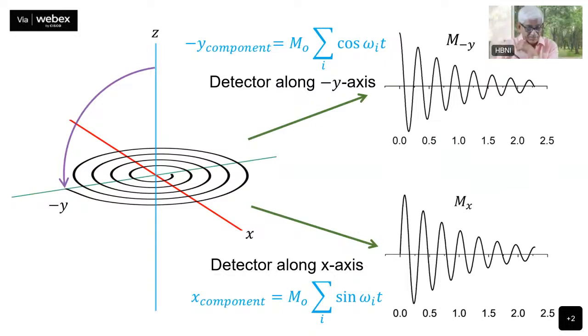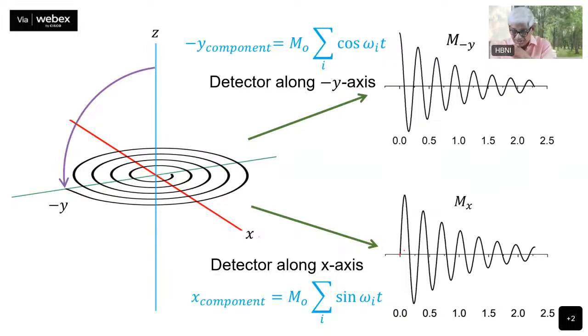If you are collecting after the magnetization is rotated onto the minus Y axis, and you detect the Y component of this, with the detector placed on the Y axis, then you get a signal which is going like this, which is M minus Y. And if you put the detector along the X axis, then you start from 0 because the magnetization is here and your detector is here. Initial intensity is 0, it goes as a sine wave, but then it decays. In both cases, the signal decays. This decay happens because of the transverse relaxation.